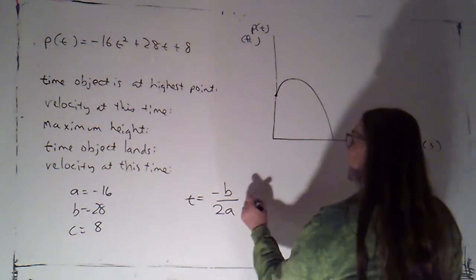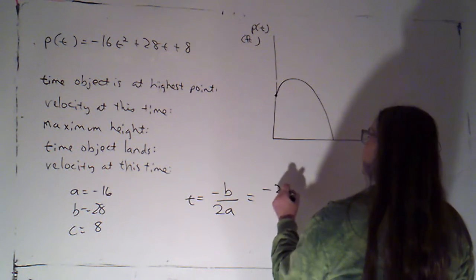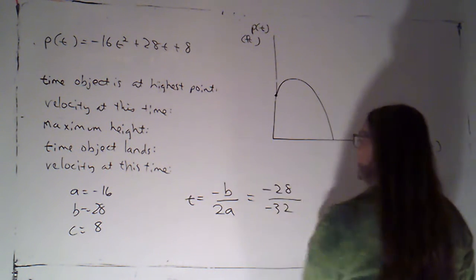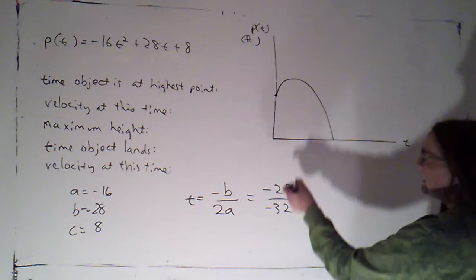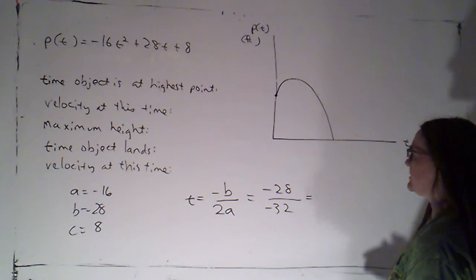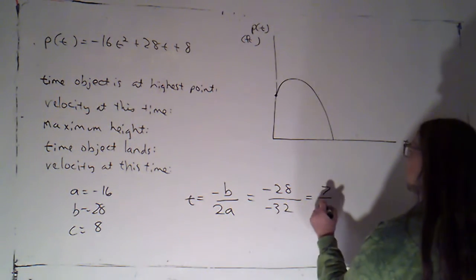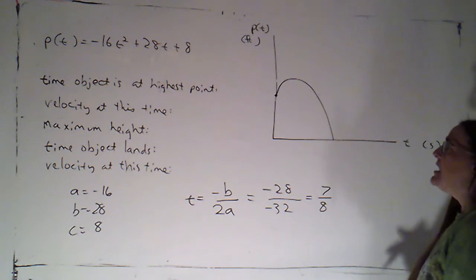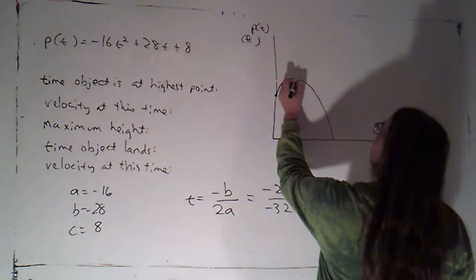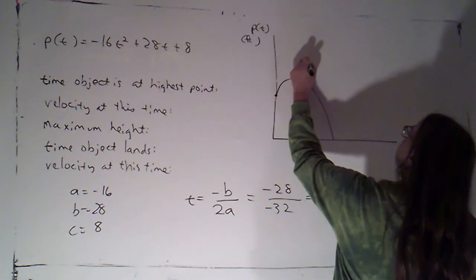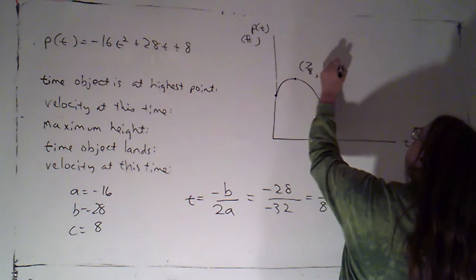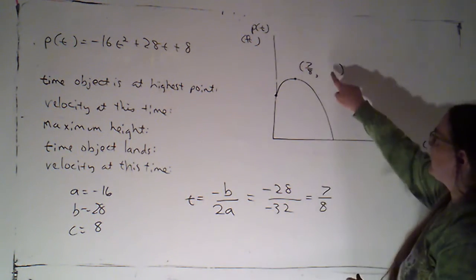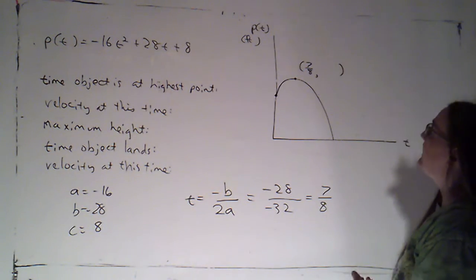Okay. So the opposite of b over 2a is negative 28 over negative 32. The negatives cancel. And it looks like I can reduce this. 4 is going to go in 7 times and 8 times. So that would be at time 7/8. So the t value of this point I know is 7/8. We'll find the maximum height in a moment.